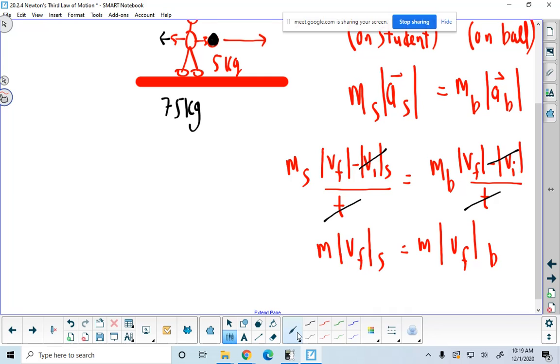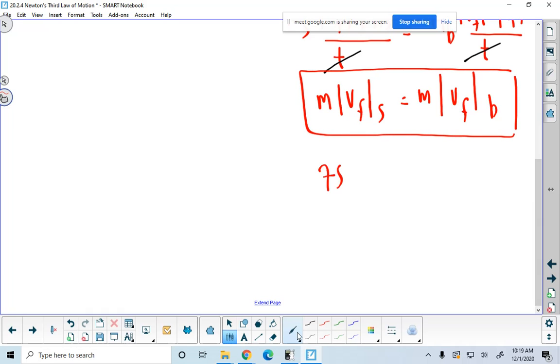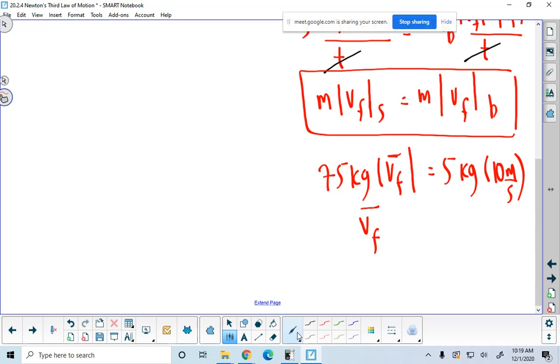But let's put the numbers in and see what we get. And you can memorize this from now on in this situation. You can say mv equals mv. But what we end up with is 75 kilograms times vf equals 5 kilograms times 10 meters per second. So we want to calculate vf here. By my count, you get 0.666. I'll give you a minute to calculate that.